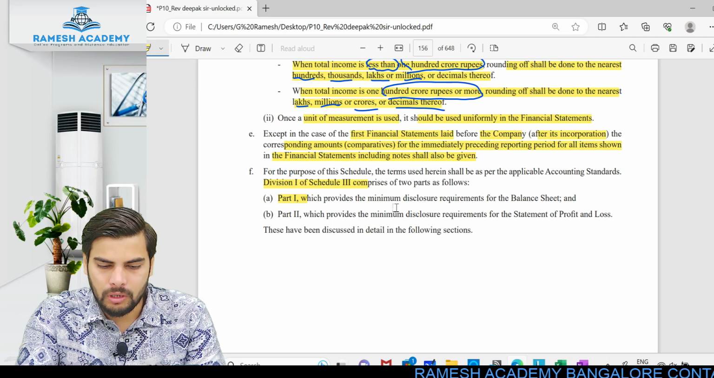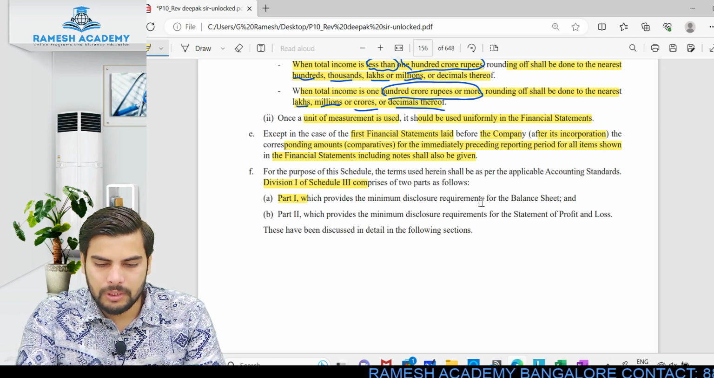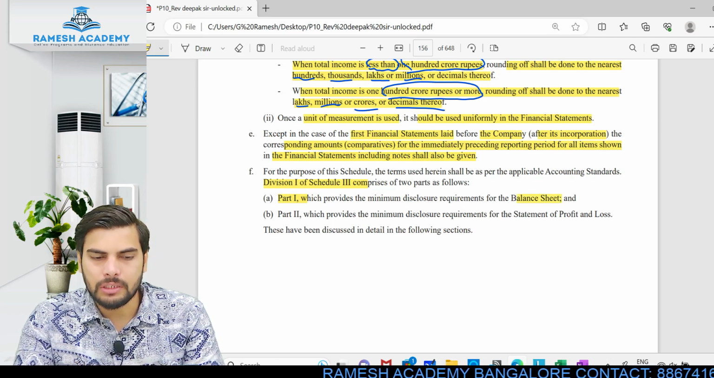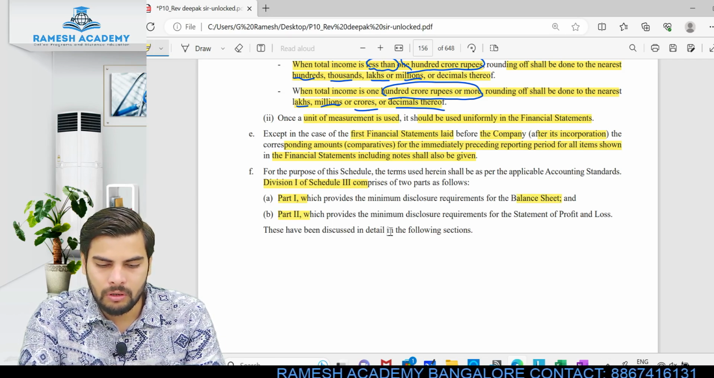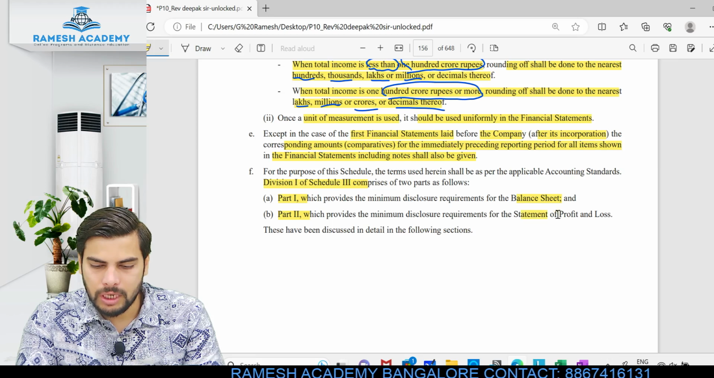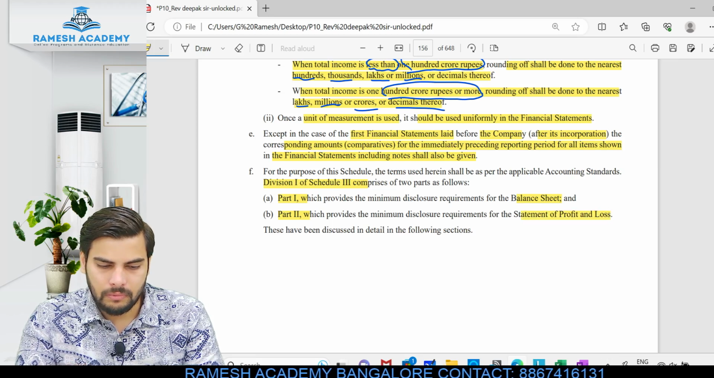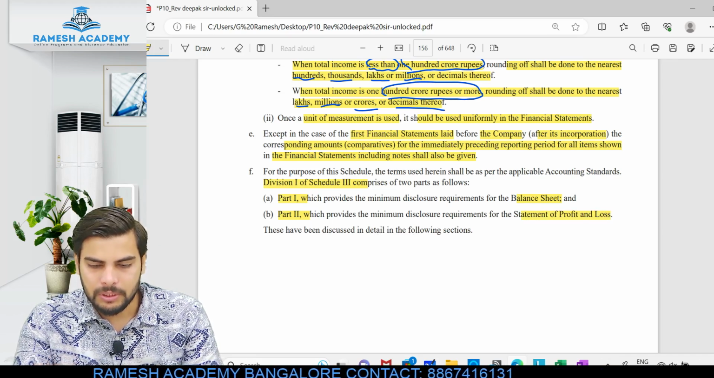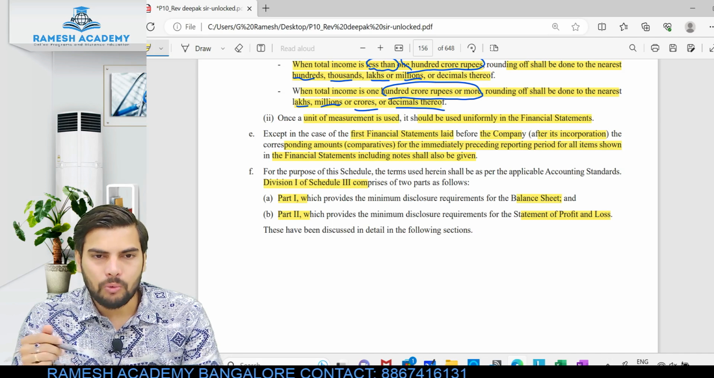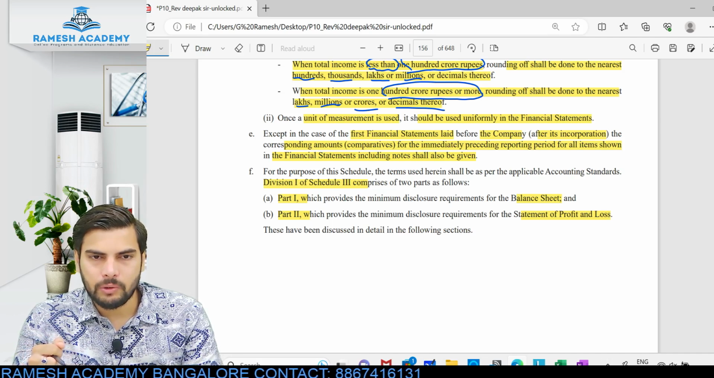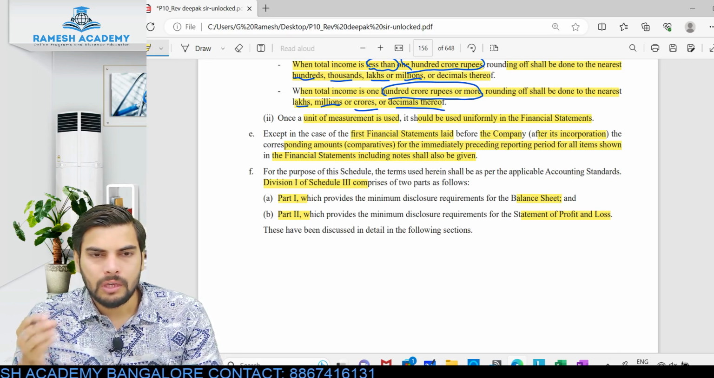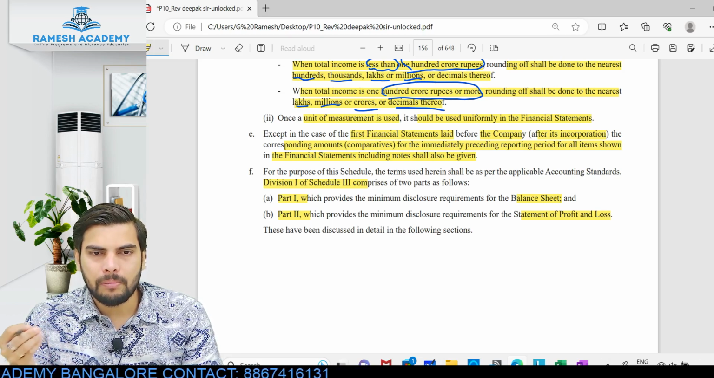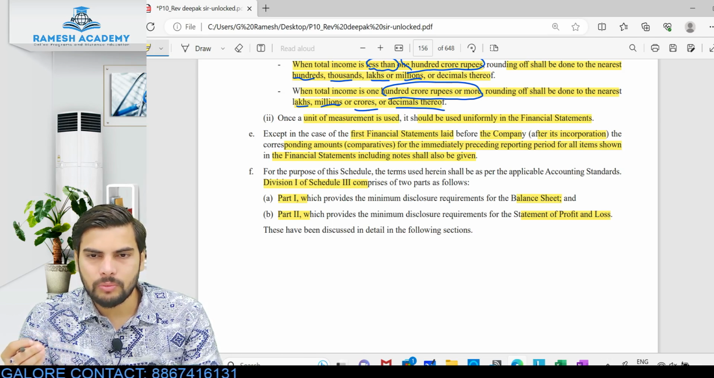Part 1 provides the minimum disclosure requirement for preparation of balance sheet. Part 2 talks about the minimum disclosure requirement for statement of profit and loss. These have been discussed in detail in the following sections. Subsequently we'll be learning about part 1 and part 2 of division 1 of schedule 3. Part 1 talks about the disclosures which have to be made while preparing the balance sheet. Part 2 talks about the disclosures which have to be made while preparing the statement of P&L account.